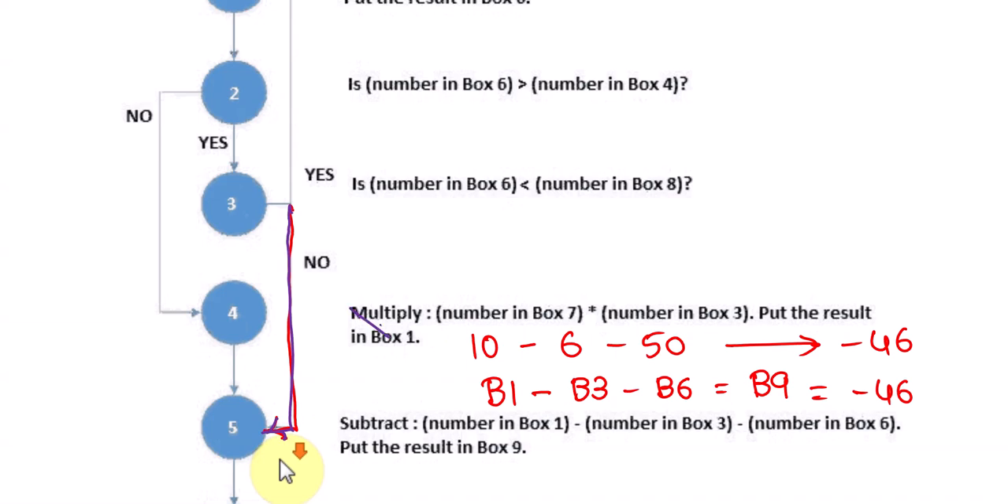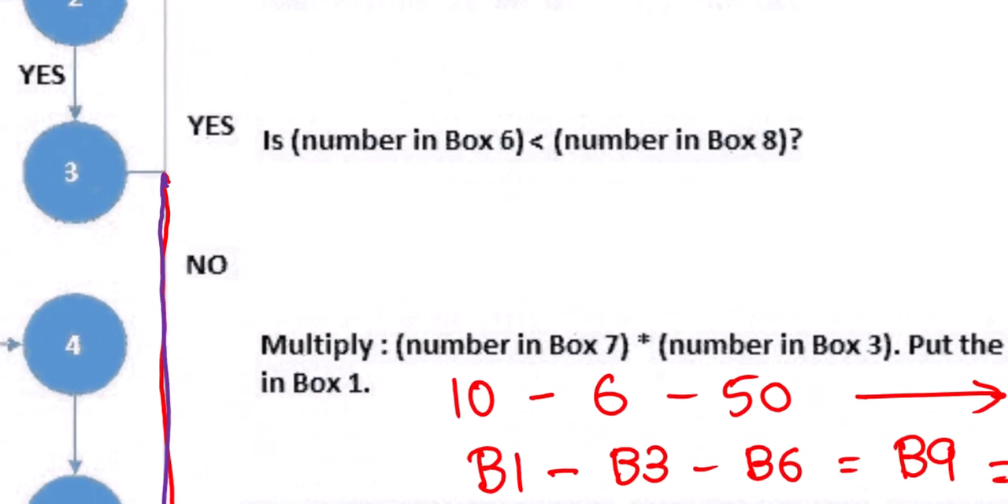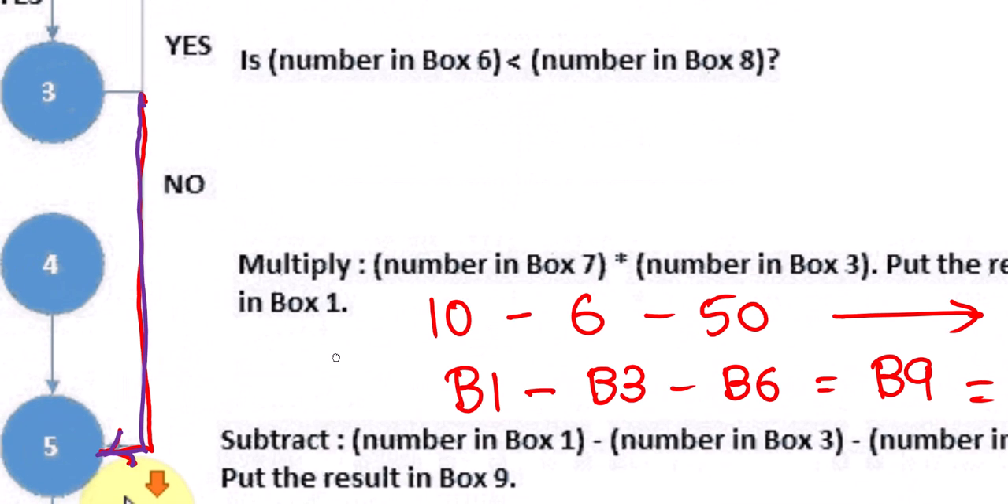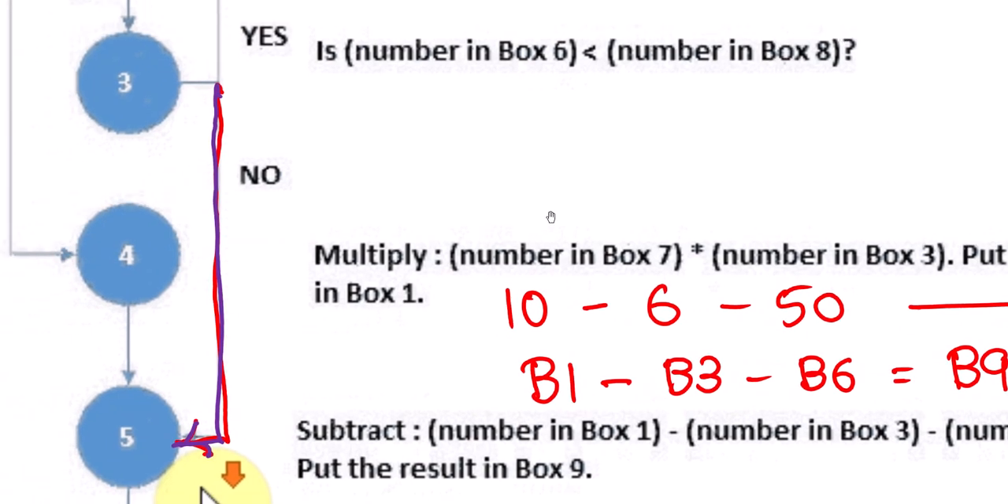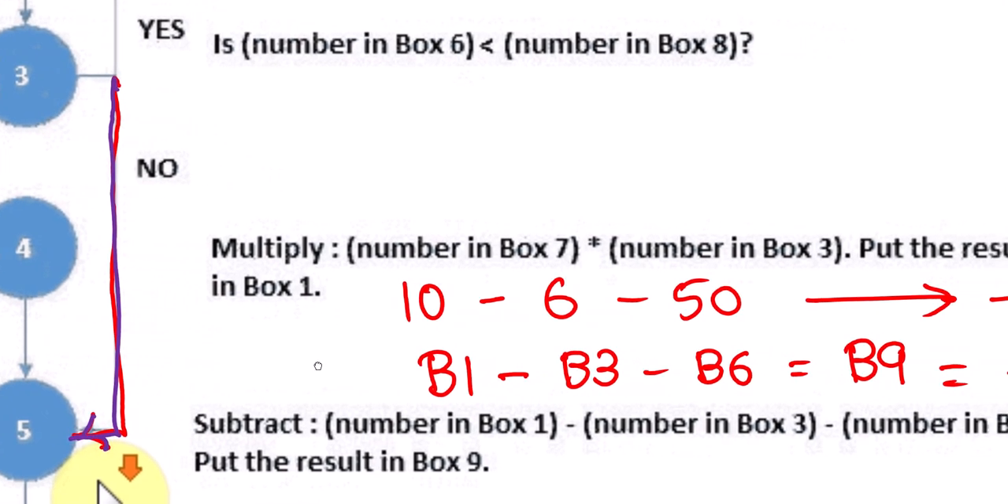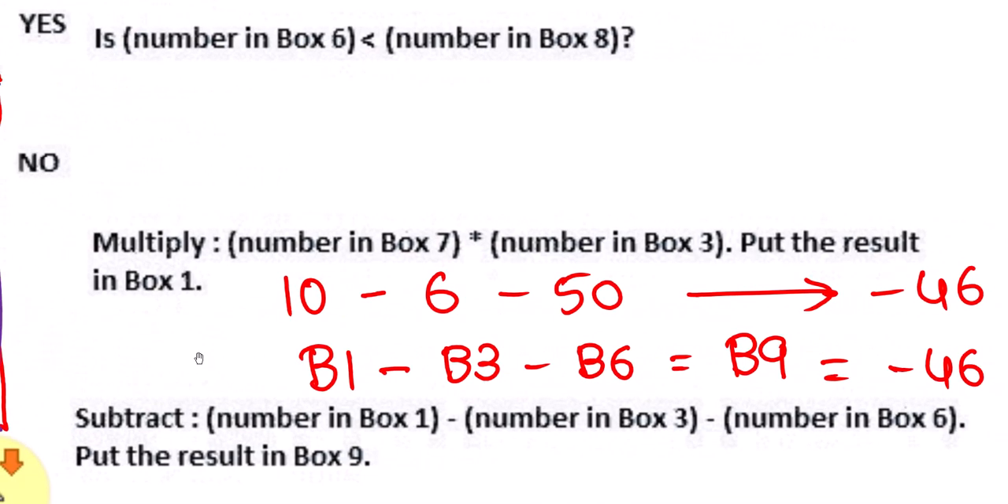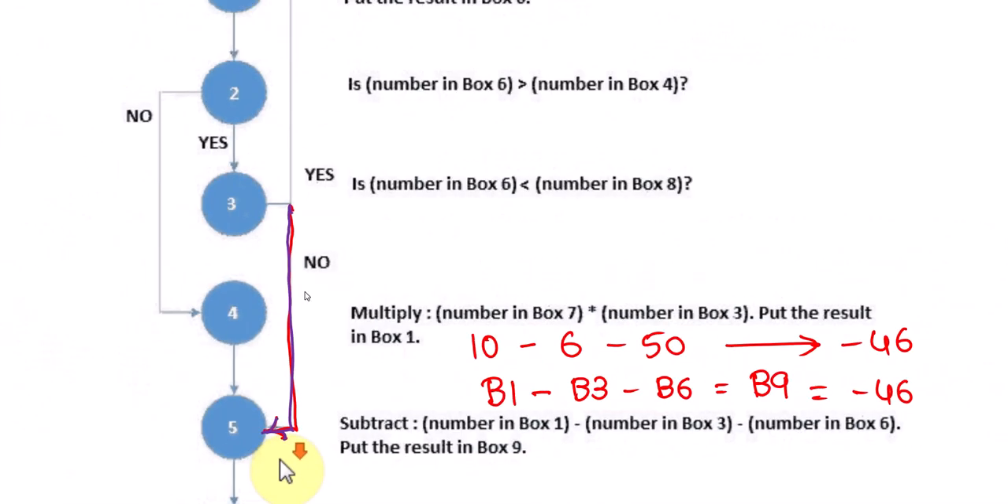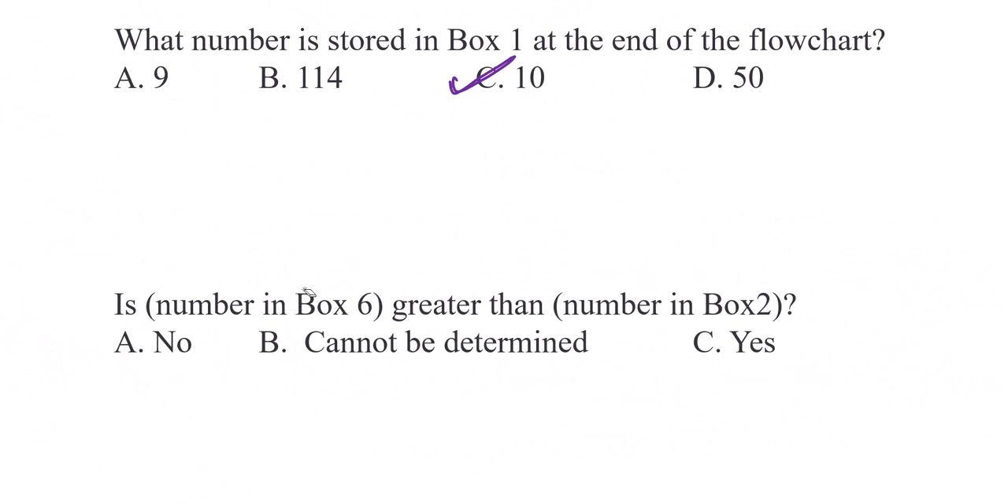This step is not performed. There is a fourth step where they mentioned, I'll zoom the screen so that it may be visible: number in box 7 multiplied with number in box 3, and the result goes in box 1, agreed. But we failed the third step. When the decision fails, we have to go directly to the fifth step. Box 1 is actually not disturbed. Box 9 is updated, fine. So box 1 is 10 only.